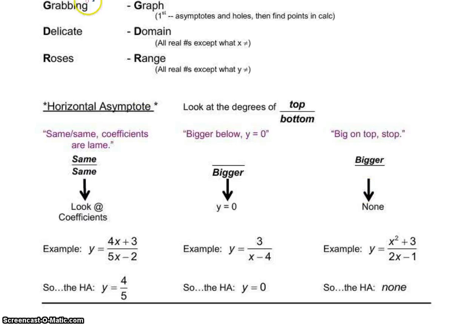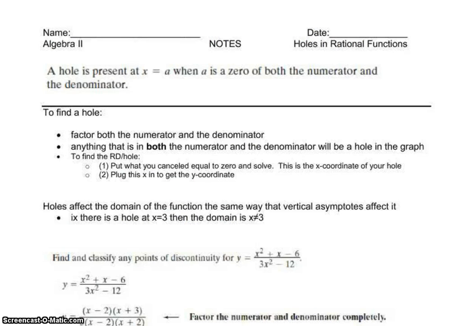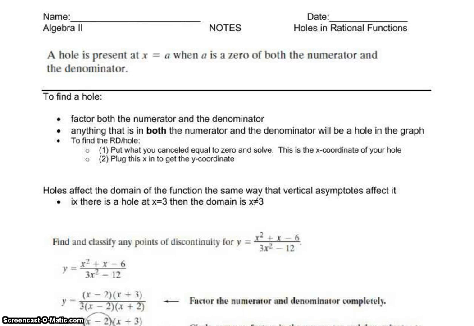So, looking at your notes handout for holes in rational functions. A hole is present at x equal a when a is a 0 of both the numerator and the denominator. What this is saying is that you have a hole in your graph for anything that canceled in the top and the bottom from the beginning. In other words, your line's going along, there's just an open spot called a hole, and then the line continues.